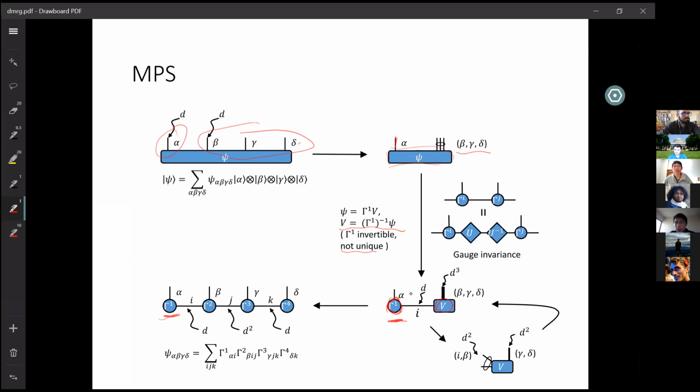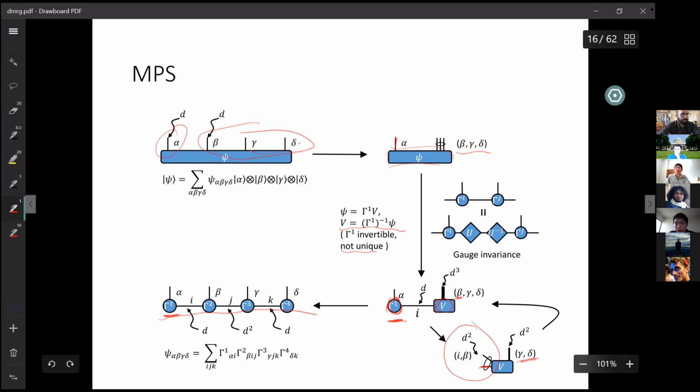You can keep doing this by splitting the beta index out and combining it with the internal leg on the left, and then leaving behind the gamma delta, which are the physical degrees of freedom for the next two sites. And now you again do a matrix. You put the random invertible matrix on the second site, and you leave behind something on the third and fourth site. Okay, so you can keep doing this to end up with this form, right?